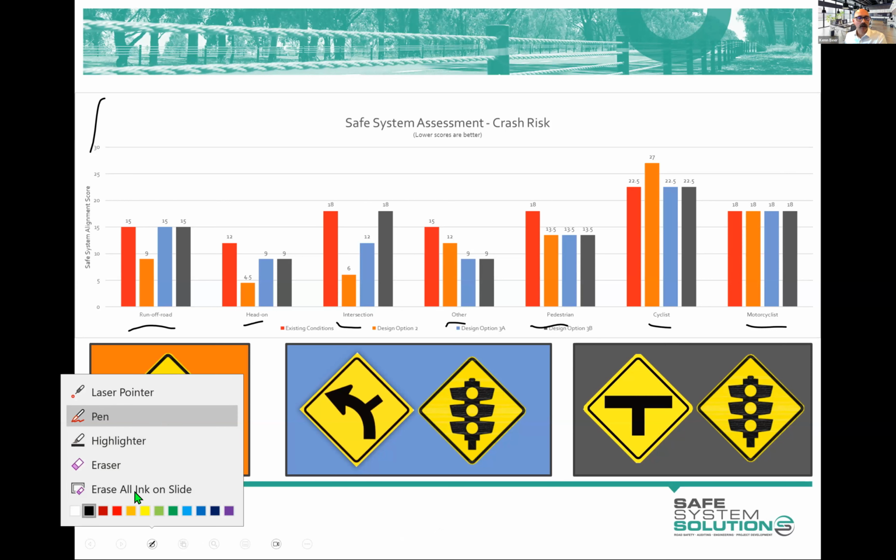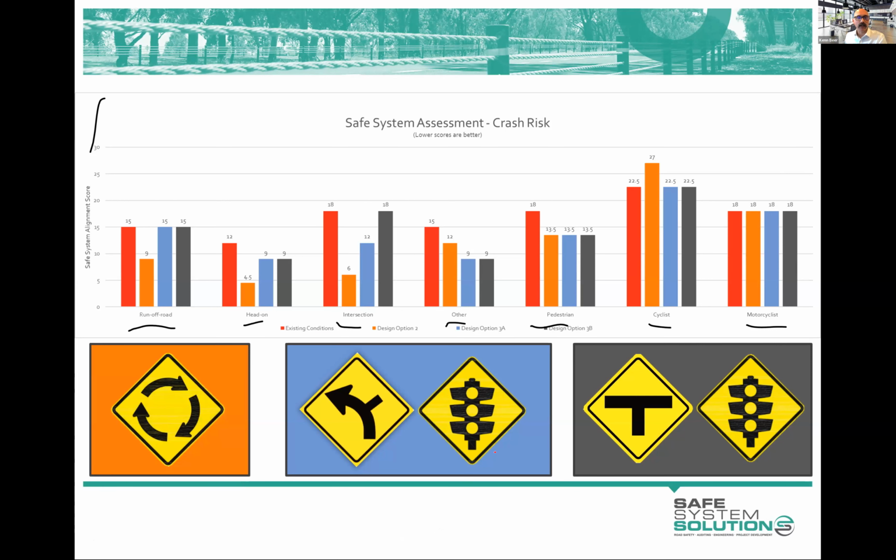What is the risk of run-off road crash? What is the risk of head-on crash? What is the risk of intersection crash at this location? And you do that for the existing conditions, what's currently there. So that's the red. And then you do it for all of these proposals that they might be putting to you, designs.